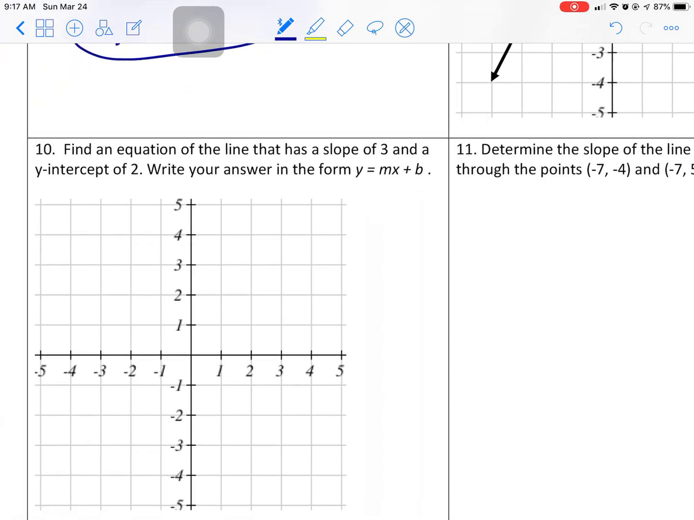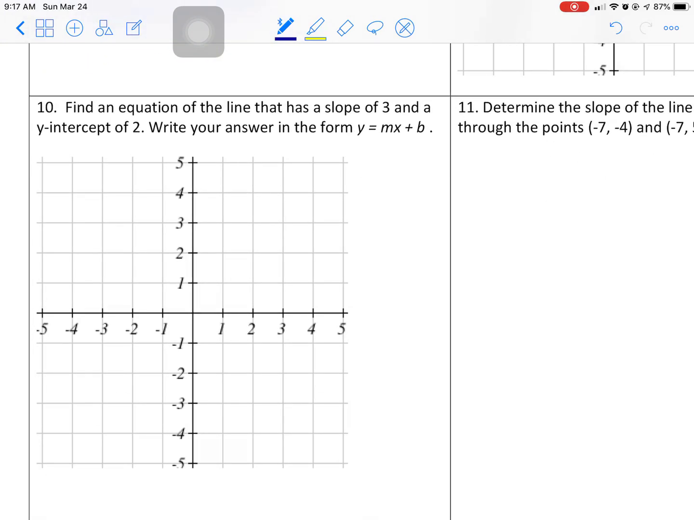Okay. This one says find the equation of a line that has a slope of 3, and b equals 2. So this number is a 3. Where's 2? There's my b. Use the rise over run to get another point. So if it's 3, it'd be up 3 over 1. You can go down 3 and back. You only need 2 of those.